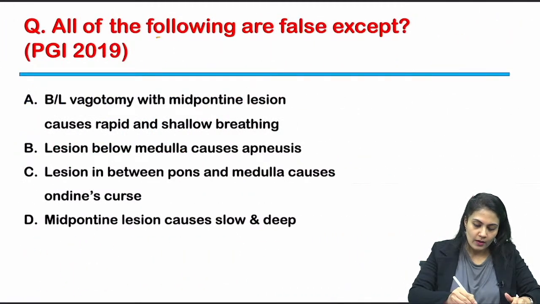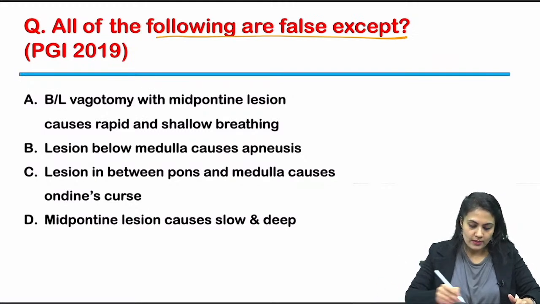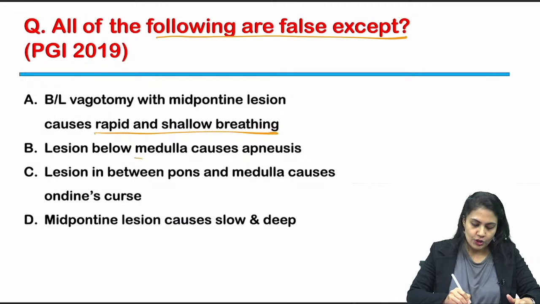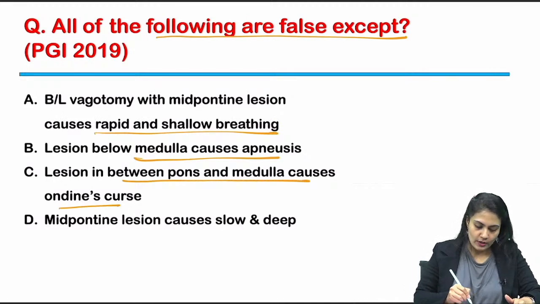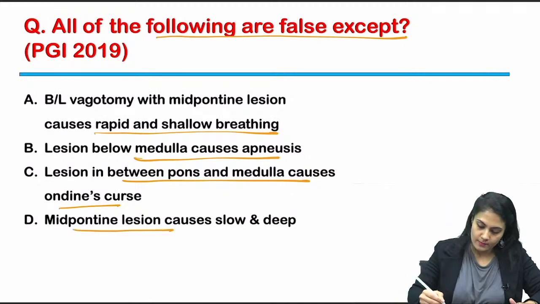All of the following are false except: vagotomy, mid-pontine lesion causes rapid shallow breathing. Lesion below the medulla causes apneusis. Lesion between the pons and medulla causes Ondine's curse, and pontine lesion causes slow and deep breathing. Yes, please, answers.